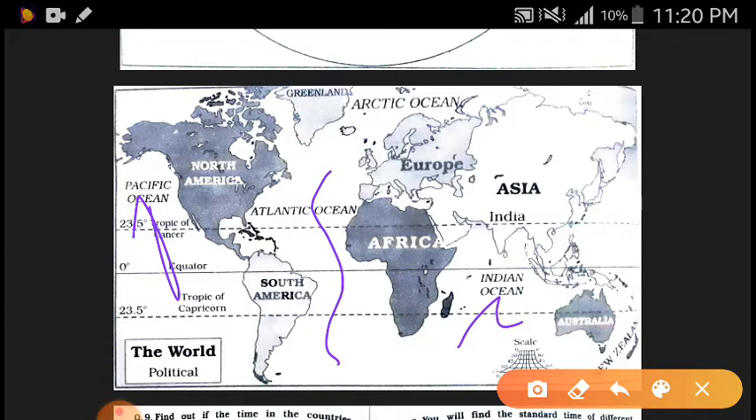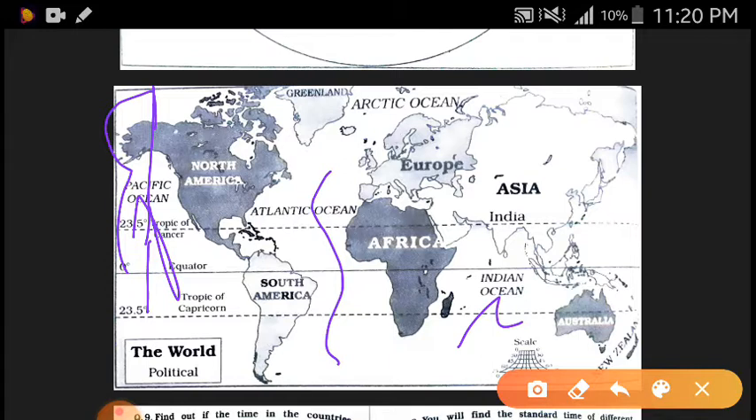If the international date line were straight, there would be different times in the same continent, and it may happen that it would be in the same country also. That is why the international date line is not straight, but somewhere zigzag. So this is what we are learning in this lesson, location and time.